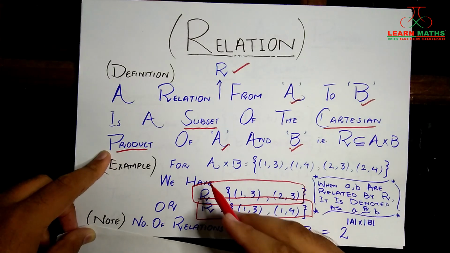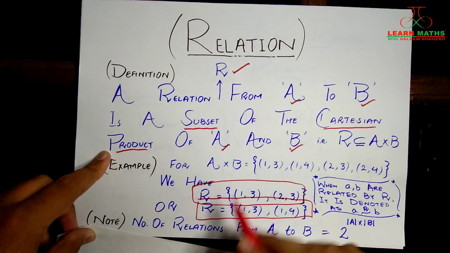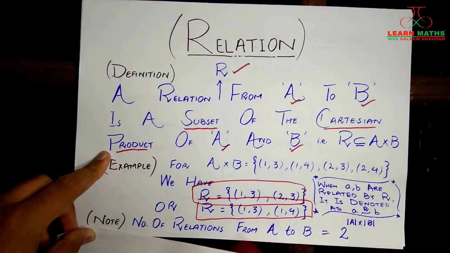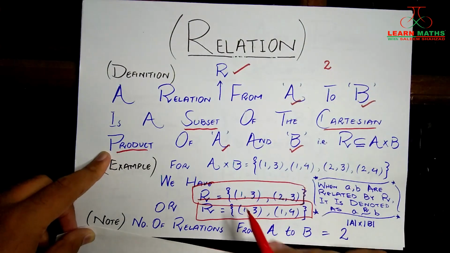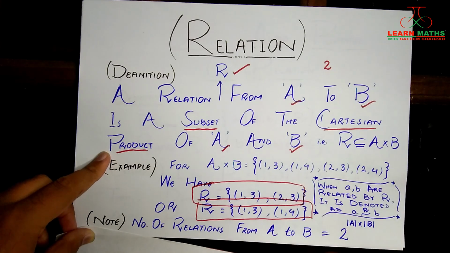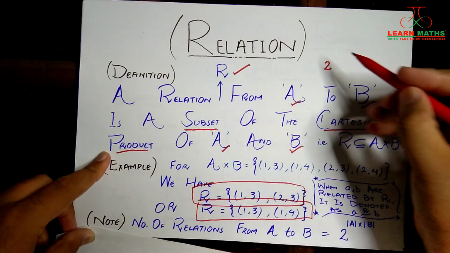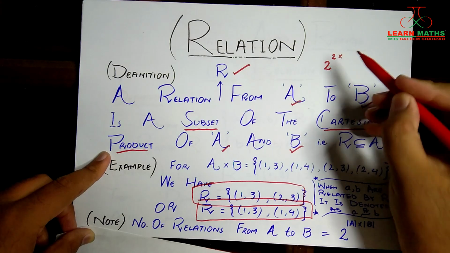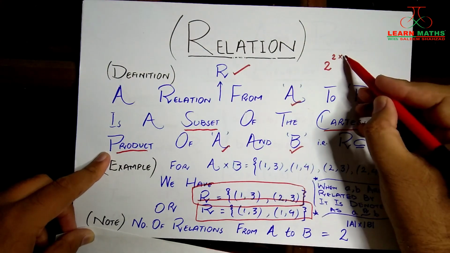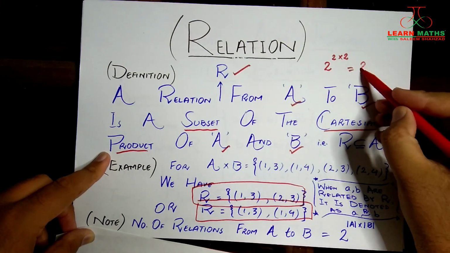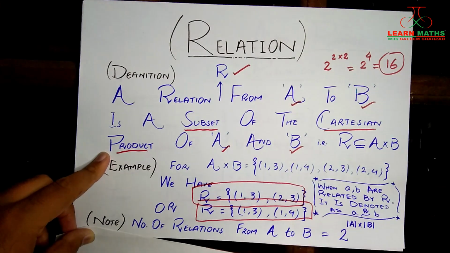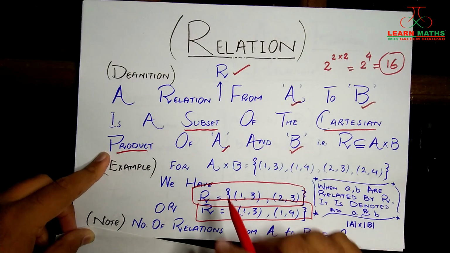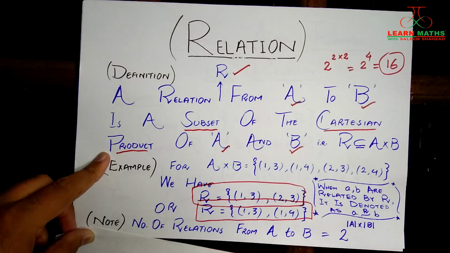So if we talk about this Cartesian product of these two sets, then the number of relations that can be formed between these two sets is 2 to the power of the cardinality of A times the cardinality of B. As you can see on our previous page, the cardinality of A was 2, and the cardinality of B was 2 as well. So this is 2 to the power 4, which is equal to 16. So there are 16 possible relations that can be formed out of the Cartesian product of A and B.